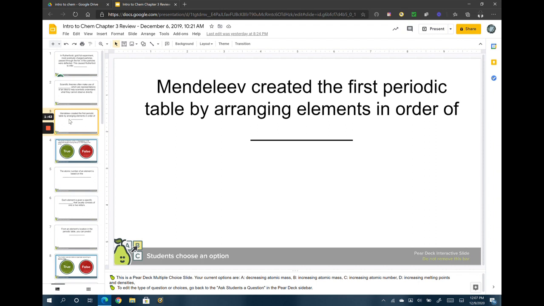Mendeleev created the first periodic table by arranging elements in order of decreasing atomic mass, increasing atomic mass, increasing atomic number, or increasing melting points and densities. The first periodic table by Mendeleev was created based on increasing atomic mass. We know that today we arrange the periodic table based on atomic number. The atomic mass does go up as well, but he actually created it based on increasing atomic mass.